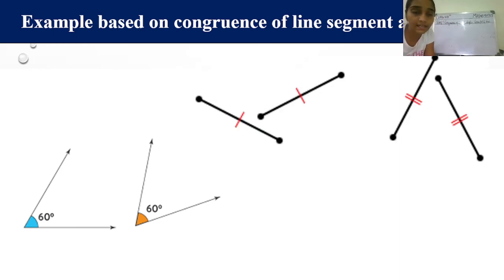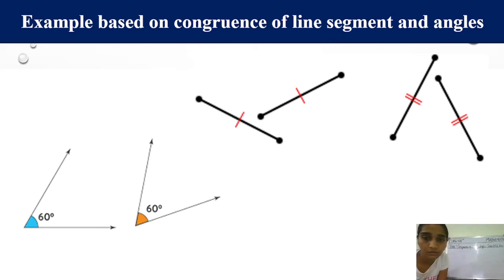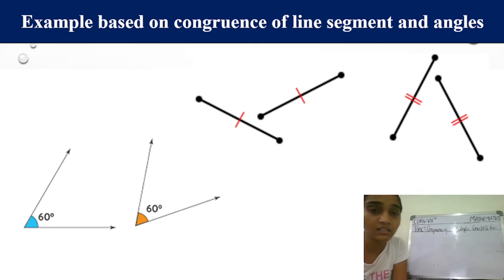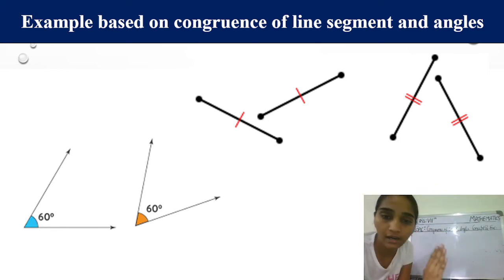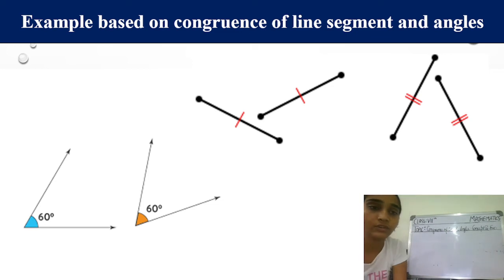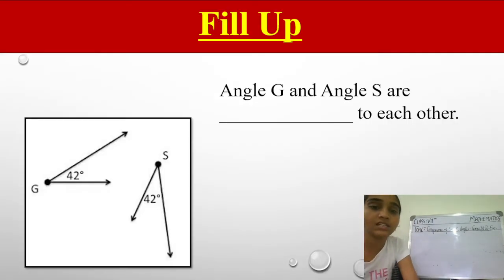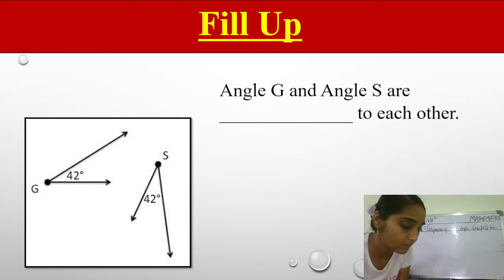And what about these line segments, students? Are these line segments congruent? You must be saying that since we can see a small cross mark on the first segment, they are congruent, and the second lines are also congruent because they are equal in length and measurement. Very good, students. So these are a few examples which mainly focus upon how we can see the congruence of line segments and angles. And now students, it's your turn to fill up: angle G and angle S are dash to each other. What are they to each other? Yes, you can give your responses in the comment section, students. What will come in this blank?